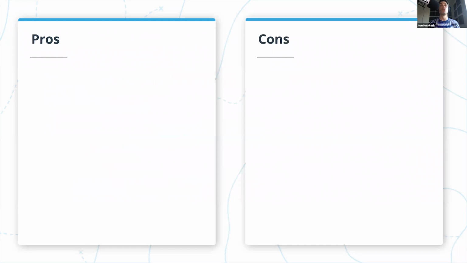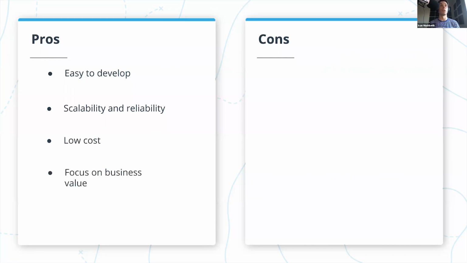Now let's talk about pros and cons of using function as a service. Well, the main pro, the main benefit, is that it is easy to develop an application using function as a service. Scalability and reliability are taken care of for us. We don't even need to configure anything. Just deploy a function and the cloud provider will take care of the rest. And it has quite low cost, especially if our application is not used, then we just don't pay for it at all.